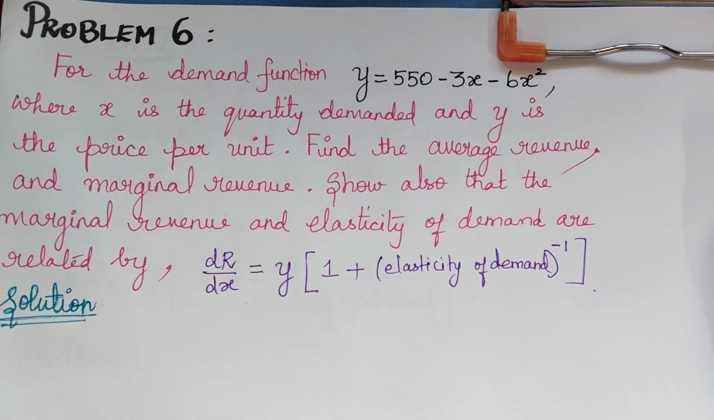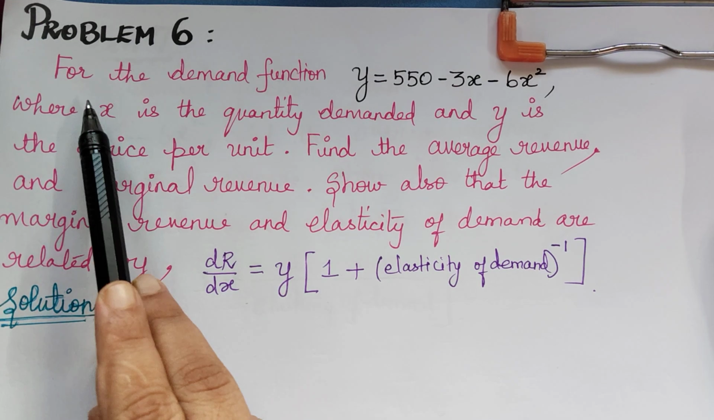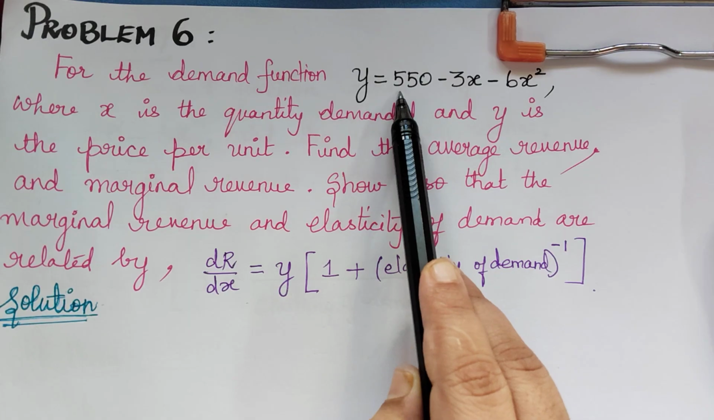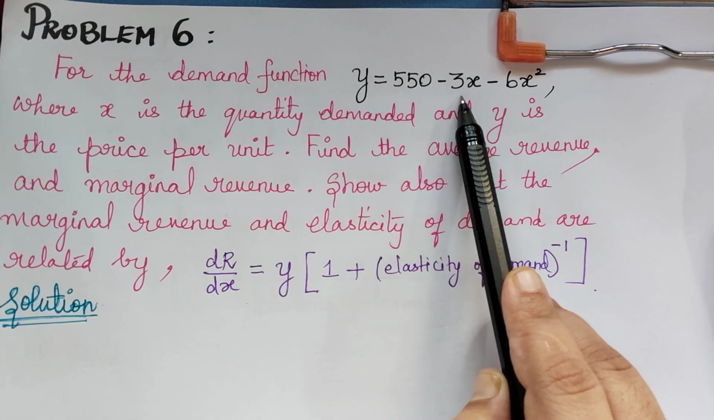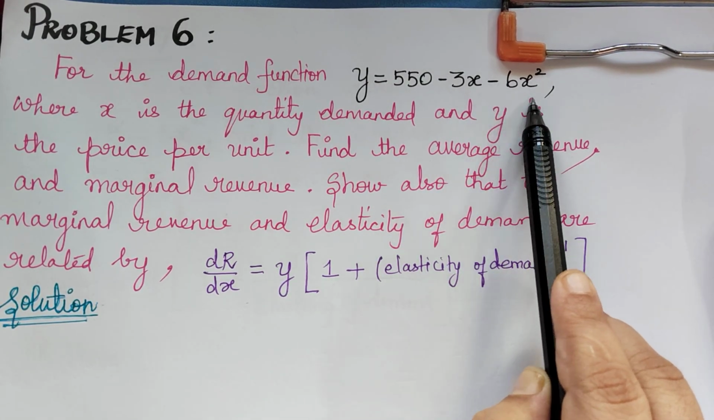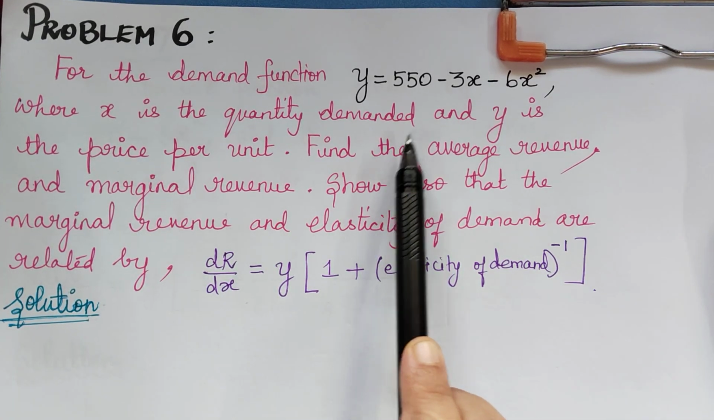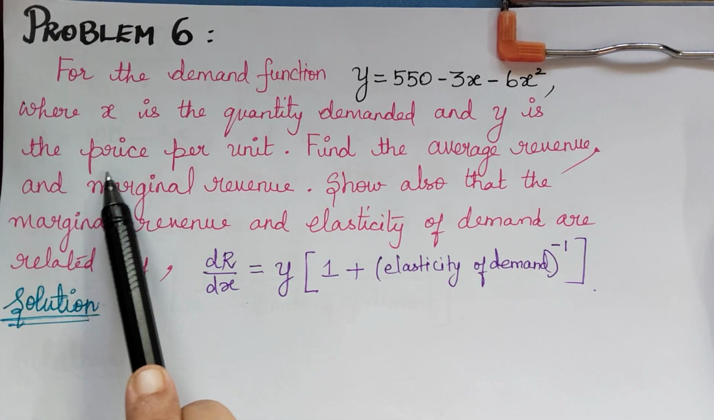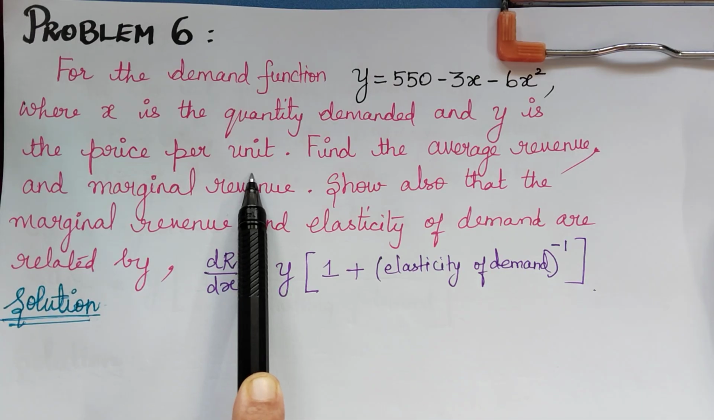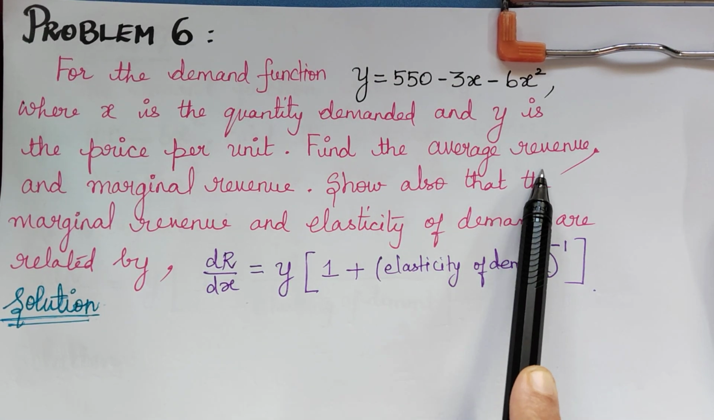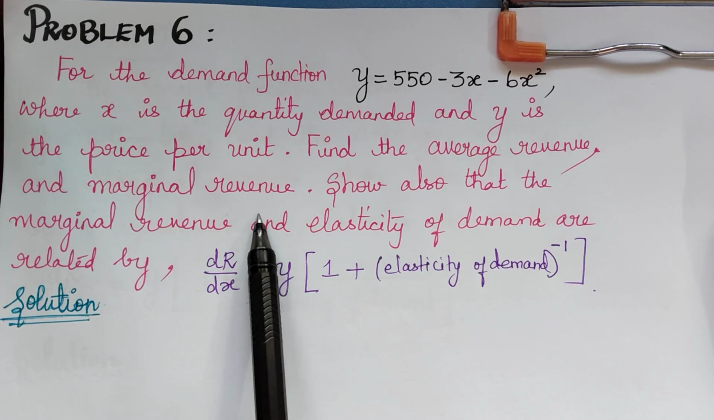Dear students, under the topic Applications of Derivatives, here we have problem 6. The question is for the demand function y, which is equal to 550 minus 3x minus 6x square, where x is the quantity demanded and y is the price per unit. The question is to find the average revenue and the marginal revenue.